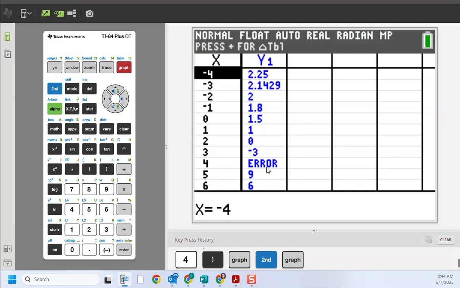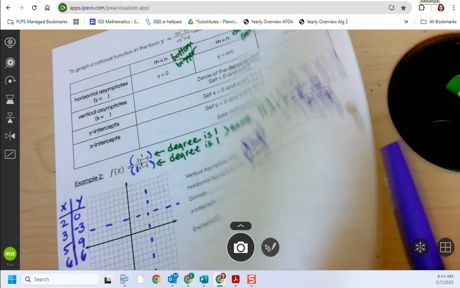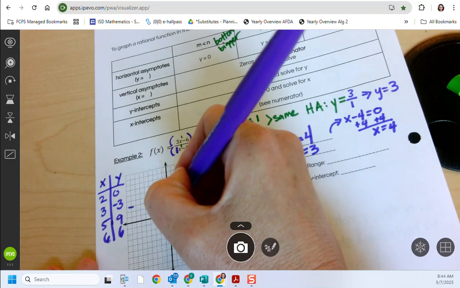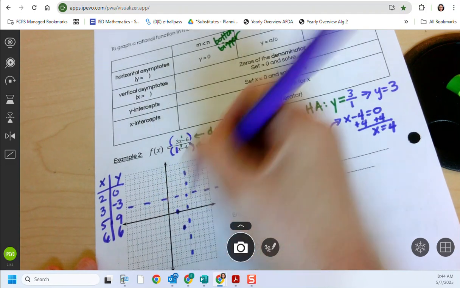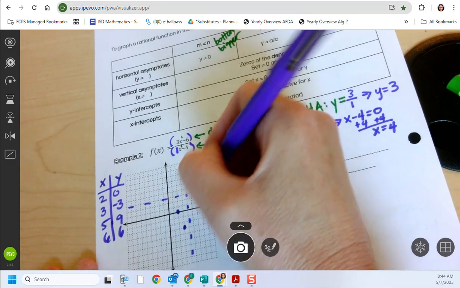So on my paper to the left of my graph, I'm going to make a table of values, and I'm going to copy down 2, 0, and 3, negative 3. And then after the 4, I'm going to copy 5, 9, and 6, 6. And now I'm going to put these on the graph. 2, 0, 3, negative 3, 5, 9, and 6, 6.